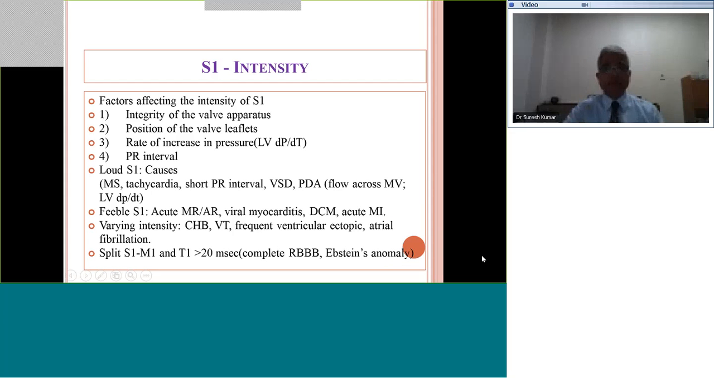Ventricular tachycardia, because there is an AV dissociation. Frequent ventricular ectopics or atrial fibrillation.